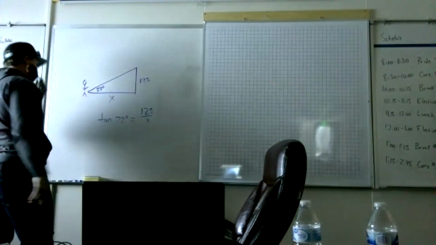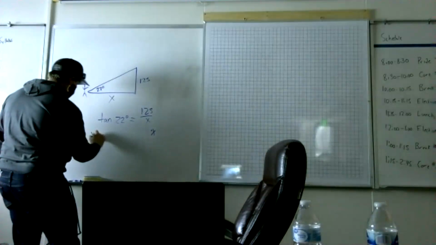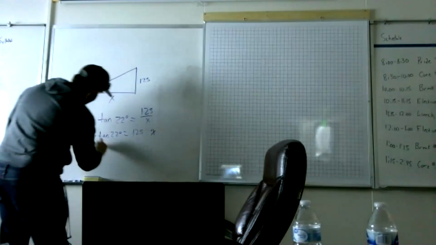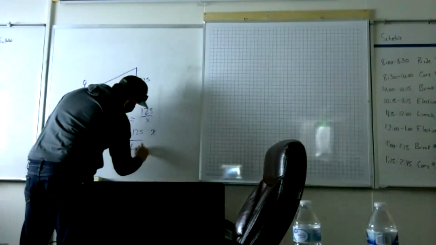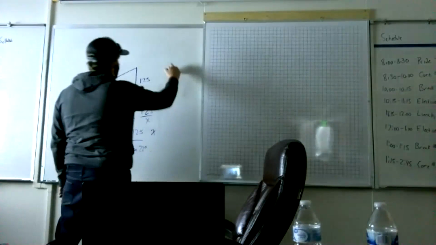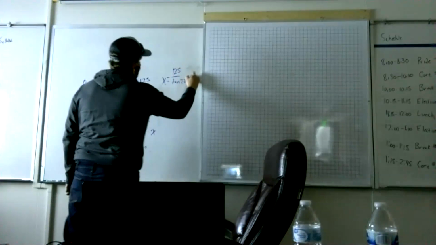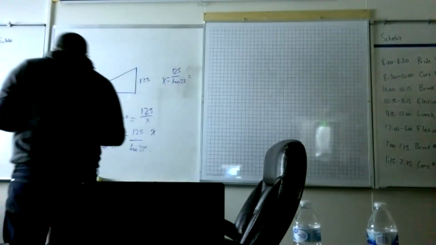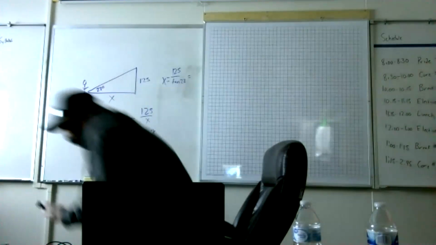And then we would begin isolating the variable. First, we multiply both sides by x. So it's x times tangent of 22 degrees is equal to 125. And then we divide both sides by the tangent of 22 degrees. So that x is equal to 125 divided by the tangent of 22, which is going to be equal to, I think it's like 302 feet. Something like that off the top of my brain. 125 divided by the tangent of 22. Oh, it's 309. 309 feet.